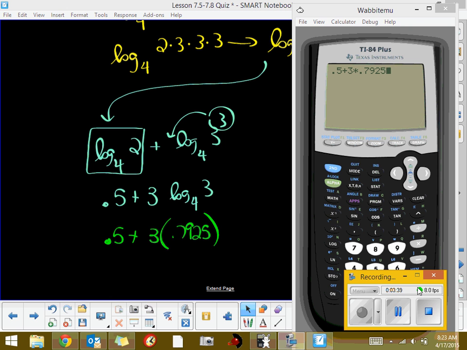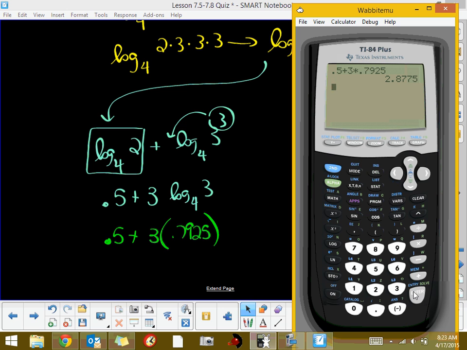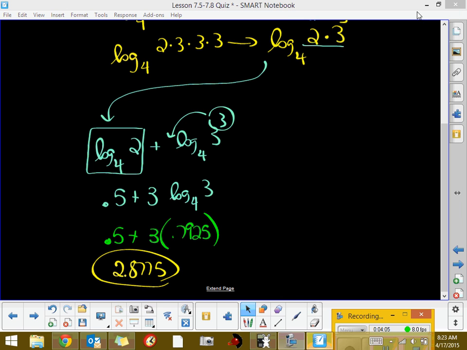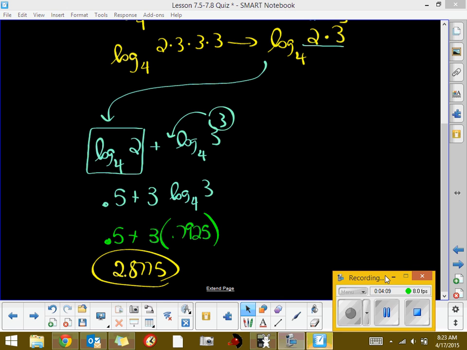Okay, found the calculator, so now we'll complete our calculations. I put in a half plus 3 times 0.7925, and our final response would be that the exponent that we would raise 4 to get 54 would be about 2.8775. So remember, these are contrived so that you have to use your log properties, and that's the expectation. Use your log properties to find this exponent. No other means to help you get there, so that you are rehearsing those rules.